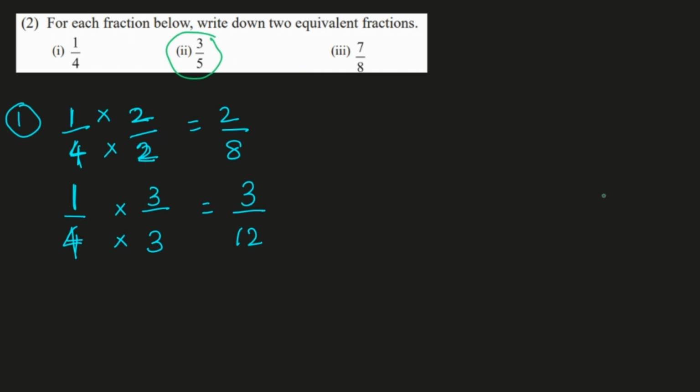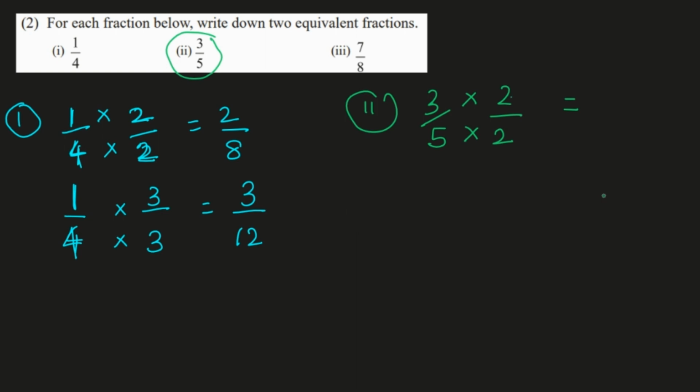Okay, now let's come to the second example. It's 3 upon 5. What I'm going to do is multiply both of these values by 2, maybe. That seems good.